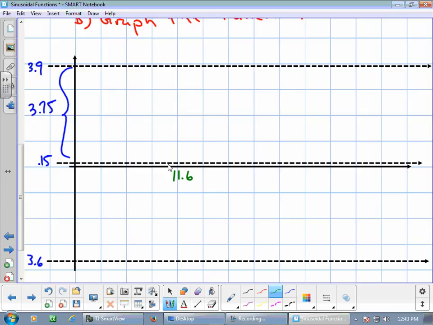And the period was 11.6 hours. So 11.6, 1, 2, 3, 4, 23.2, 1, 2, 3, 4, 34.8. And our wave then looks something like this. It started at low, midline, top, midline, low, midline, top, midline, low, midline, top, midline, low, midline.